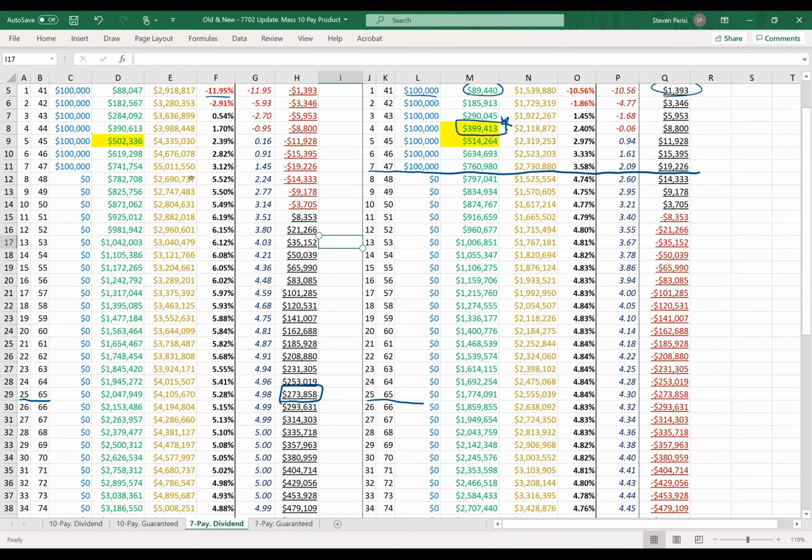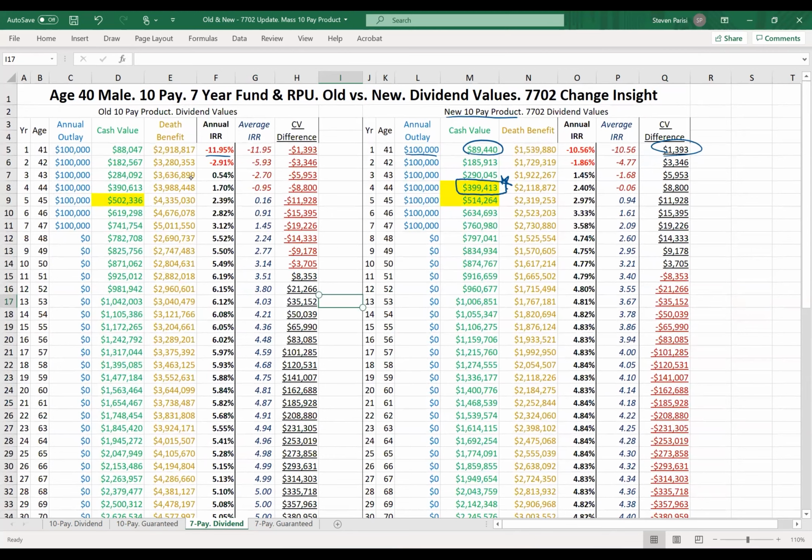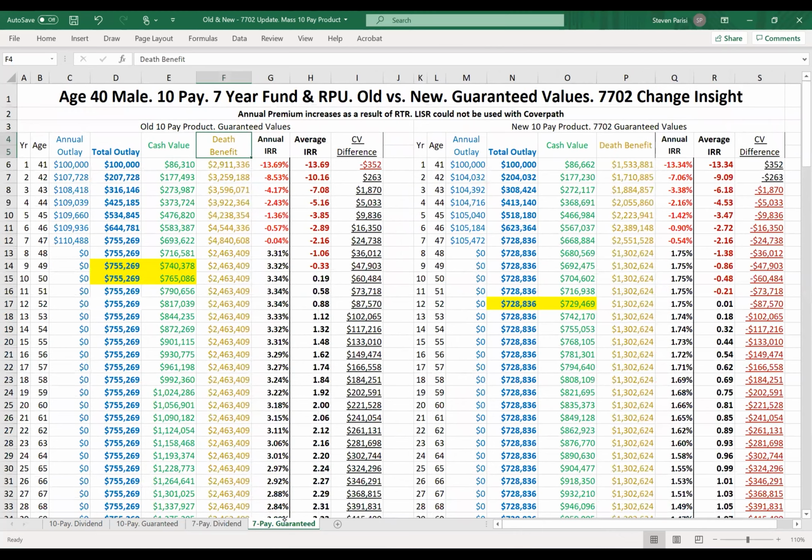Extremely interesting. With the 10-year fund, what did we have? On the 10-year fund, the non-guaranteed values, the winner was the new product. The guaranteed values, the old one was the winner. With the 7-year fund, so if we're looking at a reduced paid up option, dividend values, new one's the winner. Let's look at the guaranteed values. So what do we see here?